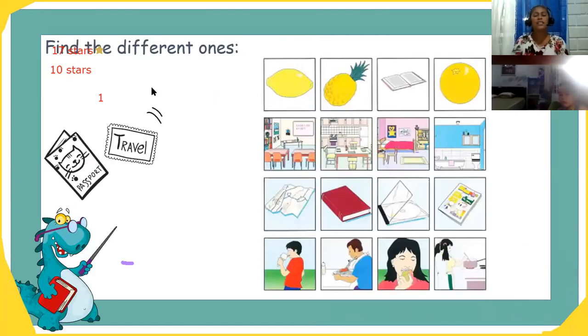Okay, now find the different ones. So what you can see here is a passport and a travel... Okay, I found it already. Okay, try to encircle what you have found. Okay, let me see.